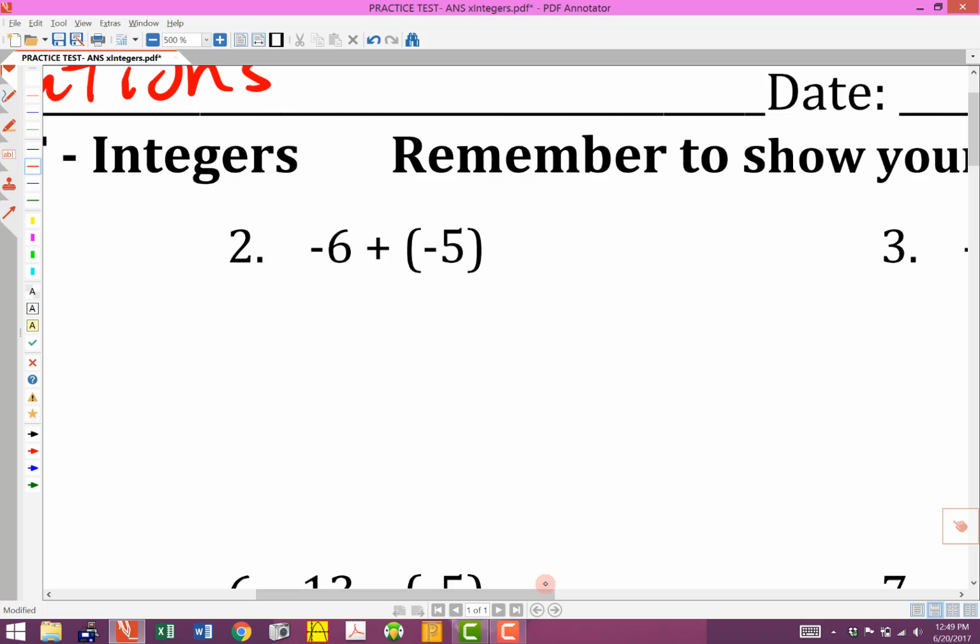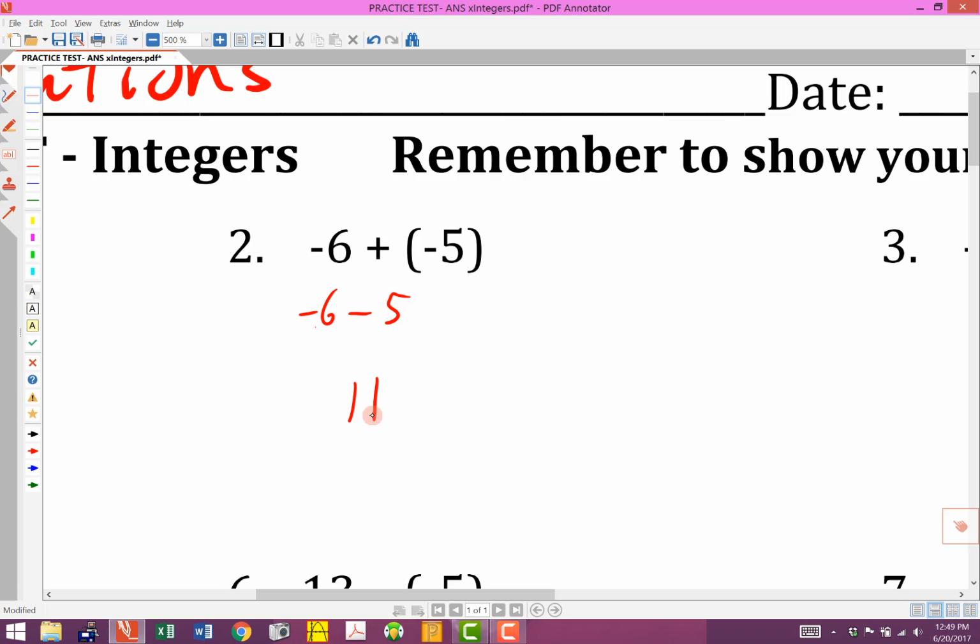Slide over and take a look at the next one. We see a problem with this one is we've got some implied multiplication here, and we've got two symbols in front of that 5. So we're going to rewrite this as negative 6, and then a positive times a negative is a negative, so this is going to be negative 6 minus 5. Same sign, we're going to find the sum.